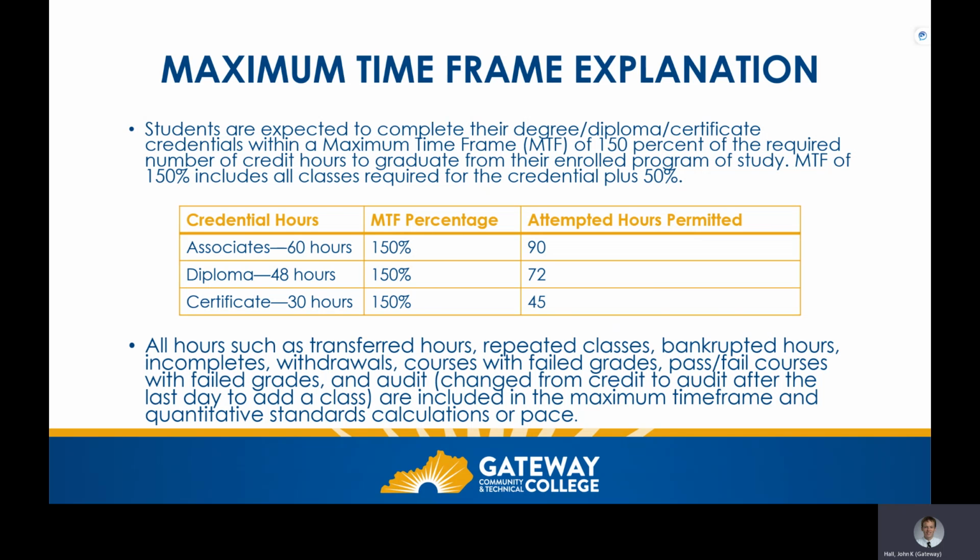That 90 attempted hours, just like with the completion rate, includes all classes that were attempted. It includes failed classes, withdrawn classes, but also courses that were transferred in. So if a student transfers 40 credit hours from another school, that also gets added to their total attempted hours allowed for their degree. Sometimes students who have transferred a lot of credit hours in and maybe coming to Gateway for a new degree come up with this situation where they must submit an appeal, which we'll talk about in the other videos, in order to continue getting financial aid because they've transferred so many hours in.